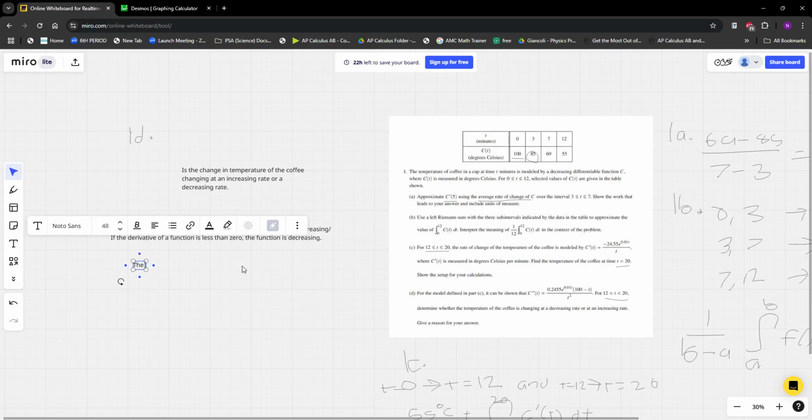So what that tells us is the temperature of the coffee is changing at an increasing rate because C double prime of t is greater than 0 for any number on the interval t equals 12 to t equals 20. And that's the question right here.